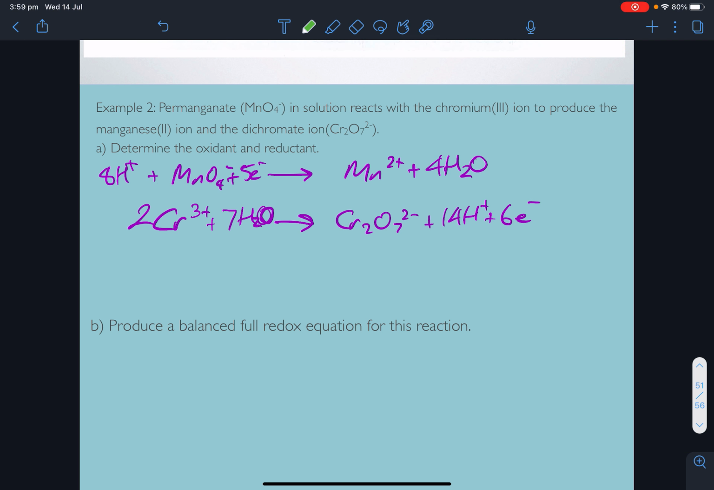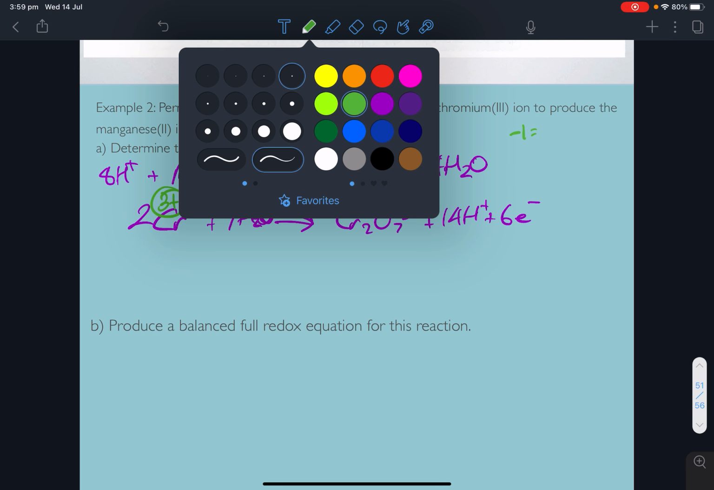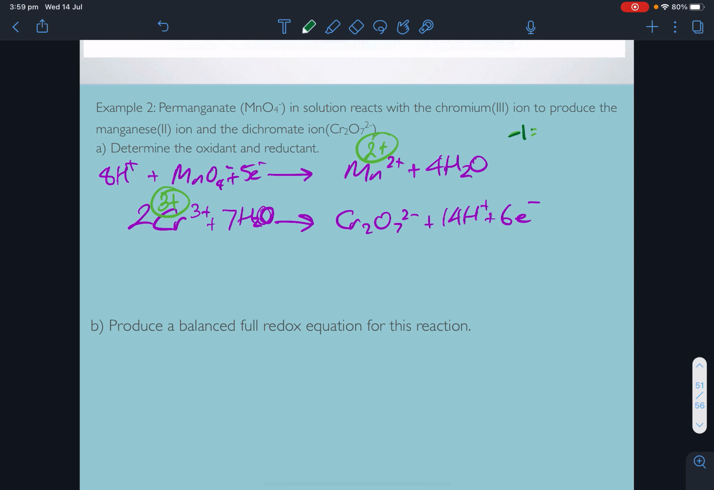Let's swap to green. Manganese here, it's going to 2 plus. So the manganese in permanganate, minus 1 equals manganese plus 4 oxygens, manganese minus 8, so manganese equals plus 7. So we're going from plus 7 to plus 2, so that's a reduction.